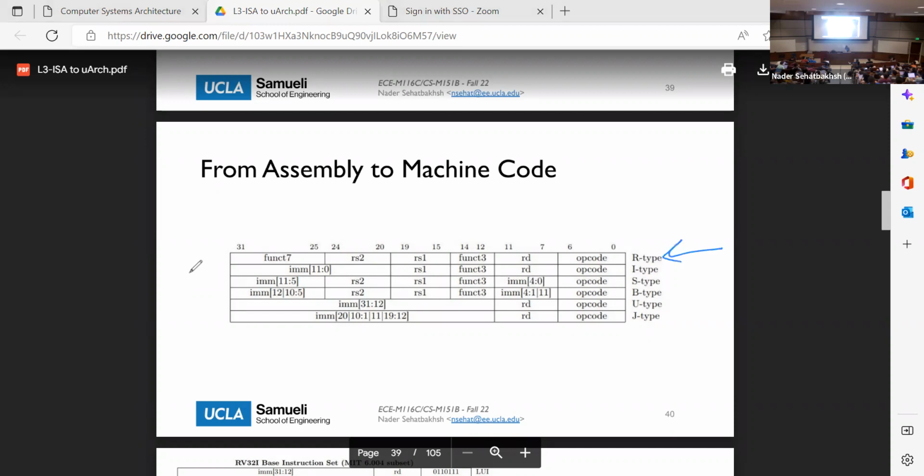Remember I told you that this is 32 bits, right? It says that the first 7 bits are going to be used as the opcode. What is the opcode? The opcode basically tells you what this instruction is. It tells you whether this is an add-I or an add.